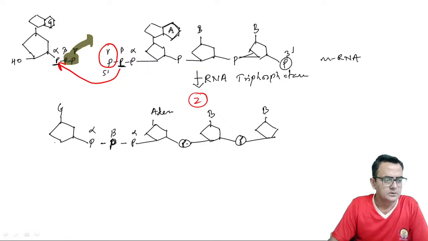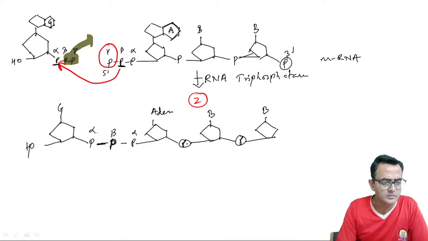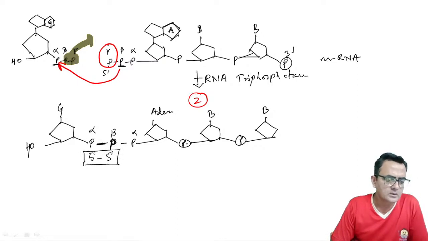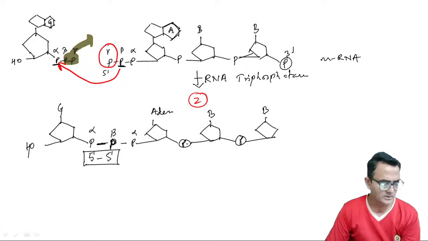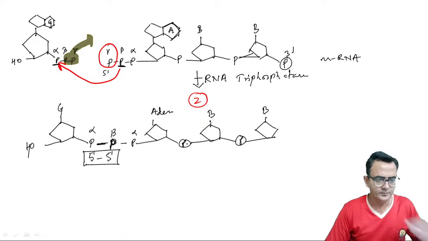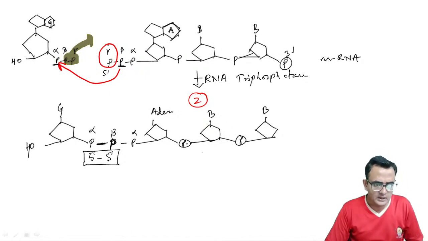Okay, so this is OH. Here the bond is formed between the alpha phosphate of the GTP or GMP and the beta phosphate of the primary transcript. So this is a 5'-5' bond, which is very unusual, so most of the exonucleases cannot recognize this kind of bond. So the mRNA or primary transcript is protected from cleavage. So this is the second step.